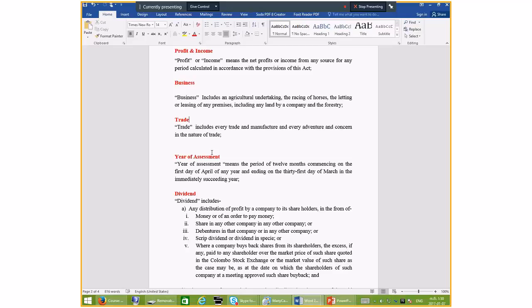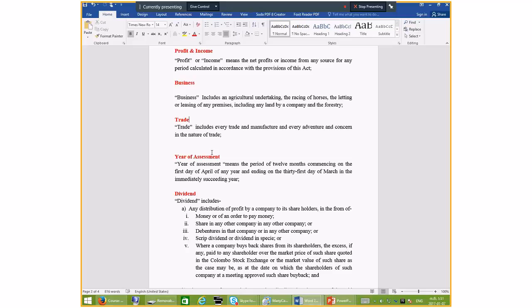Here again, every adventure and concern in the nature of trade. In some cases, there are people or companies that engage in one, two or three transactions and make a profit. That also comes within the definition of trade. Very recently, in the very first day we discussed the Sri Lankan decided cases, Swameeswaram versus Commissioner of Inland Revenue. In that case, the particular party bought a land from another party, blocked it out and sold it and made a profit. Within a very short period they made a profit. That was the only transaction they had done during that period.